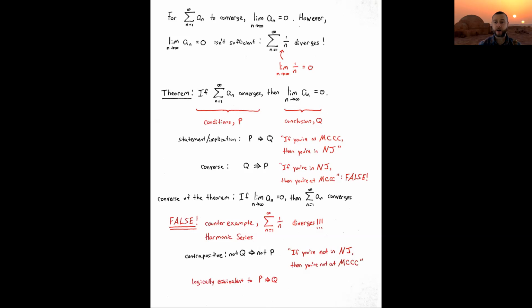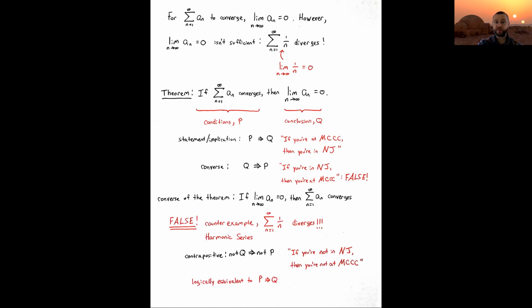Now, what does that mean for our basic example? The example being, if you're at Mercer County Community College, then you're in New Jersey. The contrapositive of that would be as follows: if you're not in New Jersey, then you're not at Mercer County Community College. And that is true. It's logically equivalent to our basic statement or implication, P implies Q.